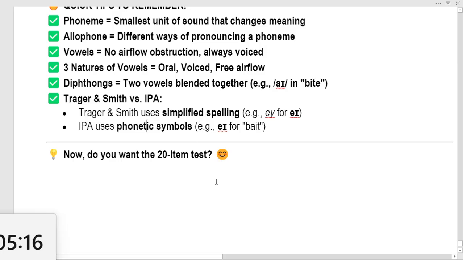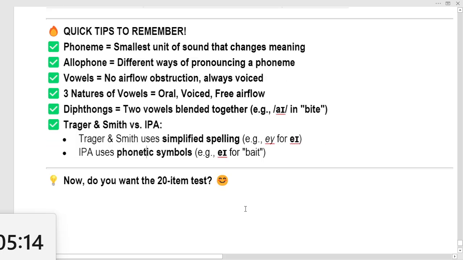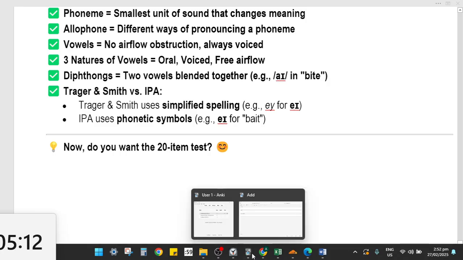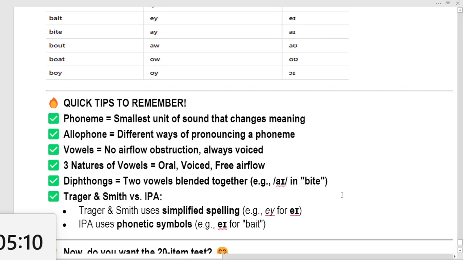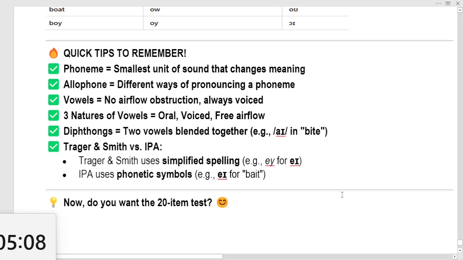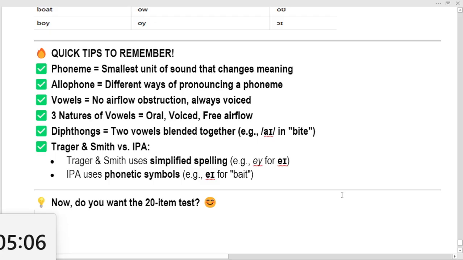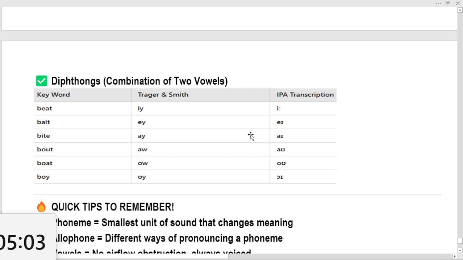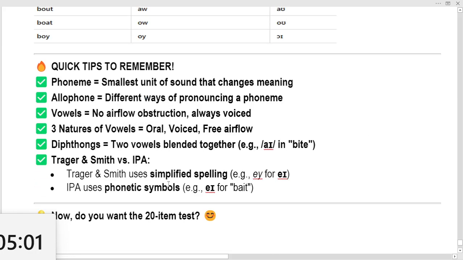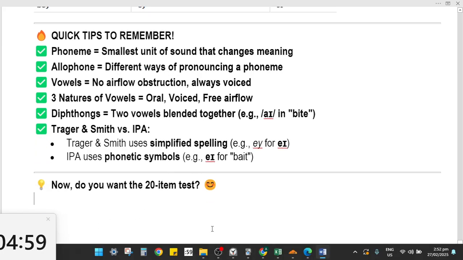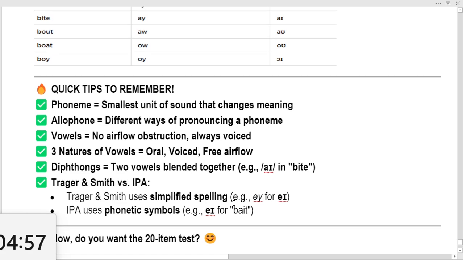Kasi lumalabas talaga yan. So, I guess it's time for us to have our multiple choice. So, dapat na-memorize na natin to or just try our best to answer. Okay, I will have the quiz in a separate video.